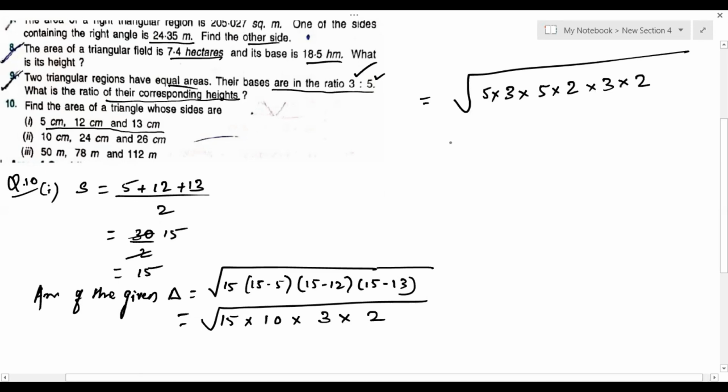Now I'll go for the pairing. 5 and 5 will be in pairing and will come out of the square root. 3 and 3 is again in pairing and will come out of the square root. 2 and 2 is again in pairing and it will come out of the square root. 5 times 2 is 10, 10 times 3 is 30 centimeter square. So the area of the first triangle which is given to us is 30 centimeter square.